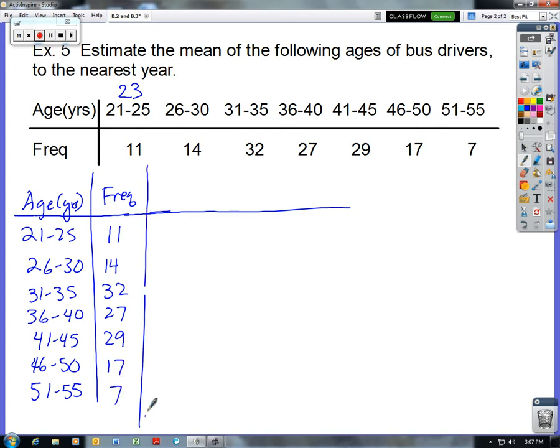Okay. So now what I'm going to do, these ages up here, I'm going to put them in their own column. I'm trying to remember what I call them, midpoint age. So the middle of 26 and 30 is 28, and then the next one would be 33, and then 38, 43, 48, 53.